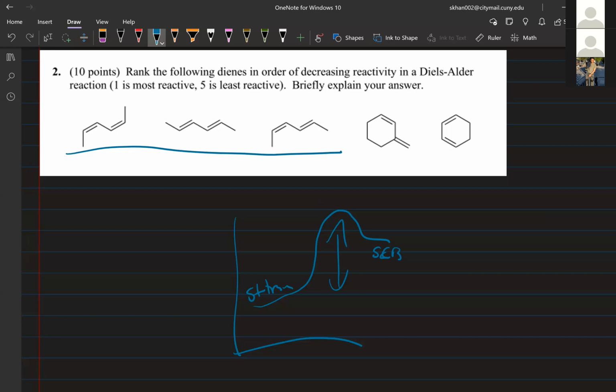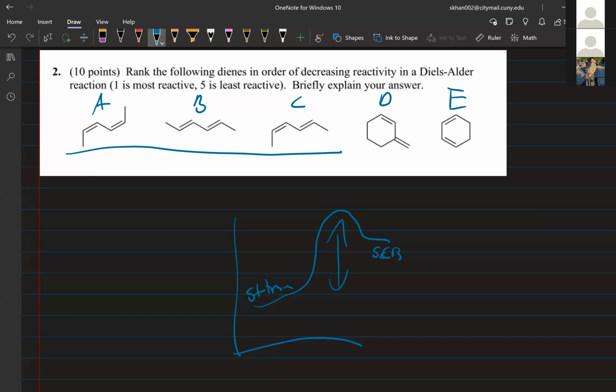But right off the bat, you could already pick one that's going to be the least reactive, right? And if I label these A, B, C, D, and E, which one can you say automatically is going to be the least reactive? So you have a couple of mixed answers. Any more takers? D.